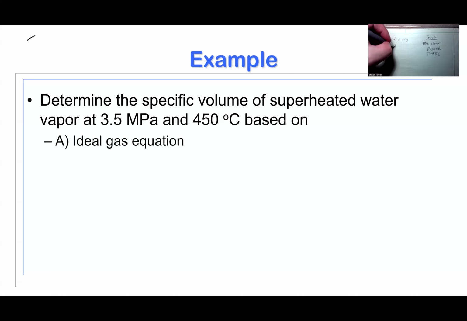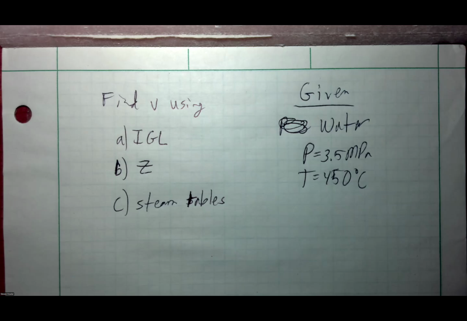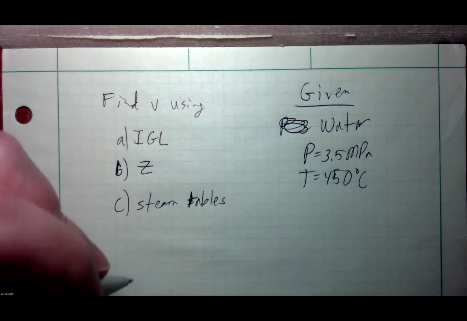Part A is using ideal gas law. Part B is using the generalized compressibility factor. We're going to call it Z. And part C is going to ask us to use what it calls the steam tables. Those are the superheated water vapor tables. Okay, so it wants us to find the specific volume given this pressure and temperature combination. Part A is using the ideal gas.